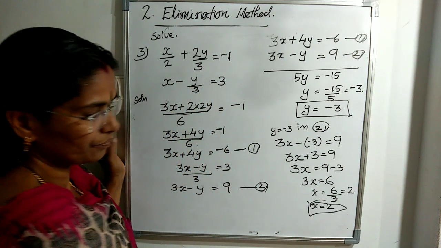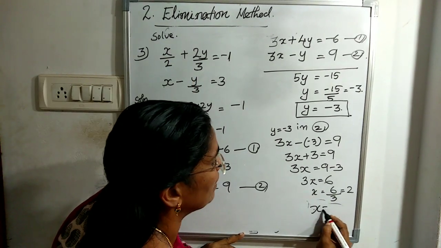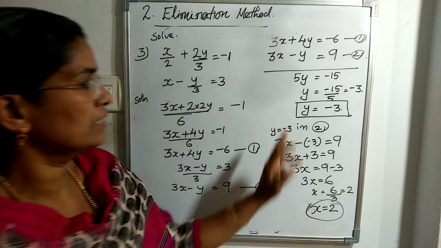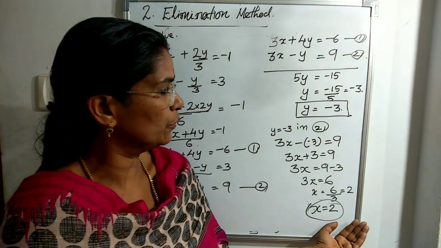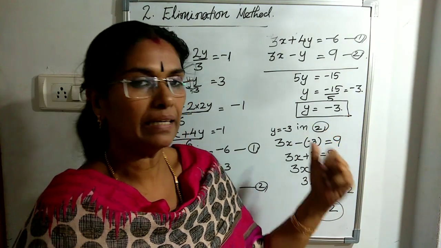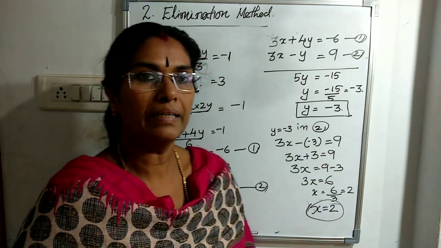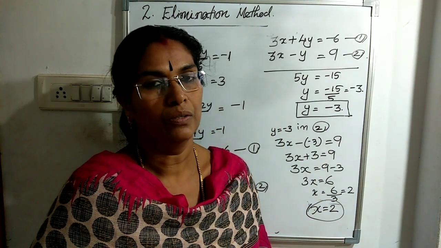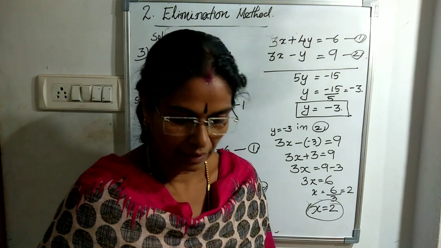Okay, very easy now. This equation is now very easy. First we solved y = -3, now we got x = 2. If you get one variable's value, you can substitute it in any one equation and solve, and you will get the other variable's value. Okay, x and y. Now you can check whether your answer is correct or not.